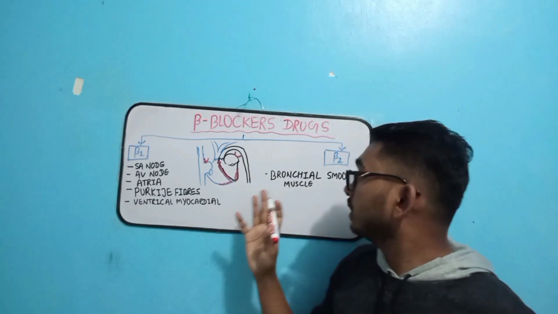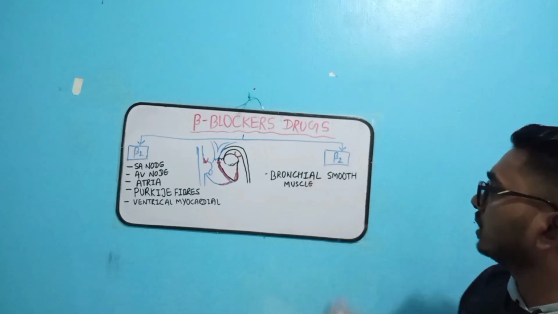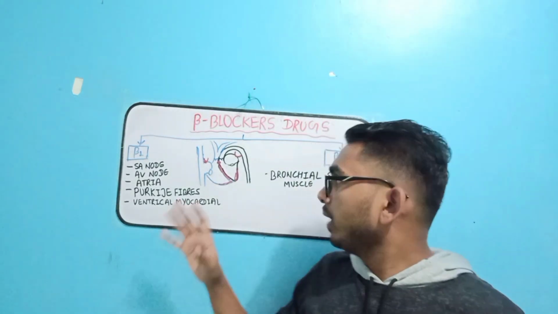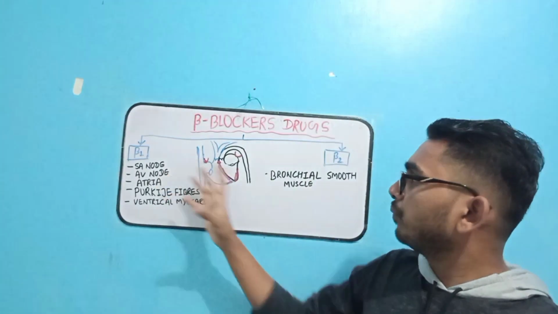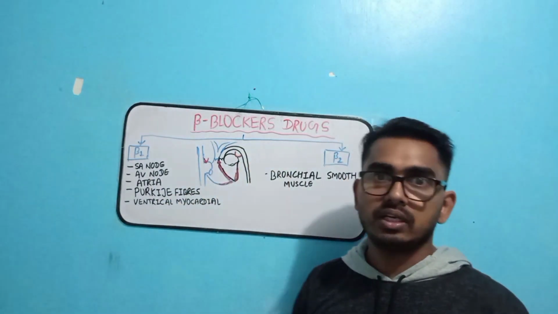If we talk about the beta 2 receptor, it is present on the bronchial smooth muscle. I listed this part for the angina and congestive heart failure patient.